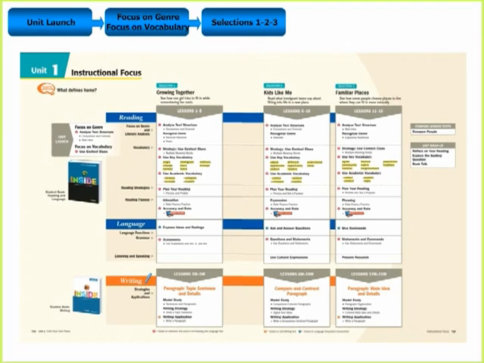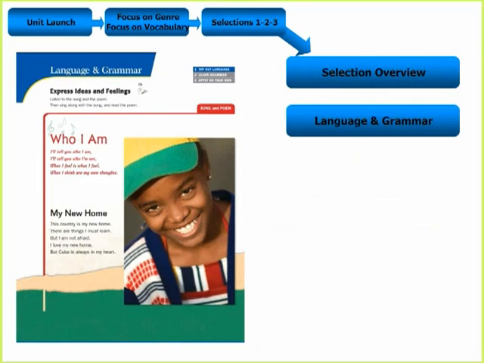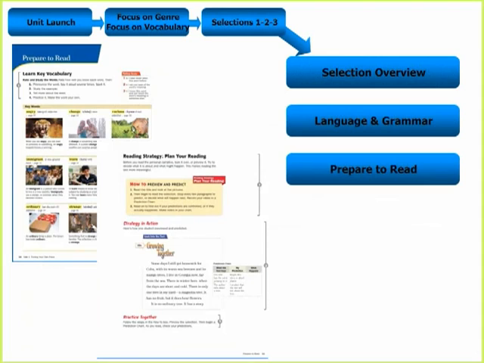Now it's time to move into the selection instruction. Remember, there are 3 selections per unit, and just like each unit, each reading selection follows the same instructional pattern. The first step in each selection is the selection overview. Next is the beginning of the language and grammar instruction. Then it's time for the Prepare to Read lesson, where students are introduced to the key vocabulary and reading strategy they will be working on.